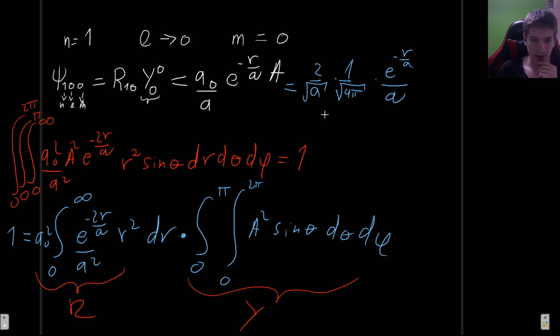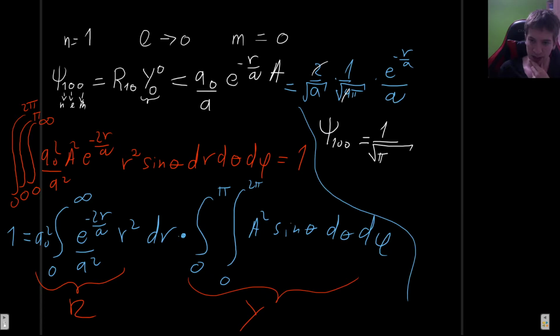And we can write this a bit more compact. So psi 1, 0, 0 is just going to be, well, this 2 will cancel out this right here because square root of 4 is also 2. So we get 1 divided by the square root of pi times a cubed, because we combined these two a's. And this is going to be times e to the minus r divided by a.